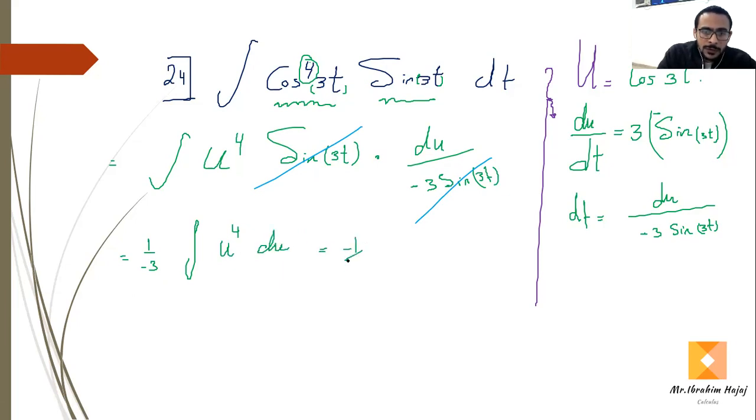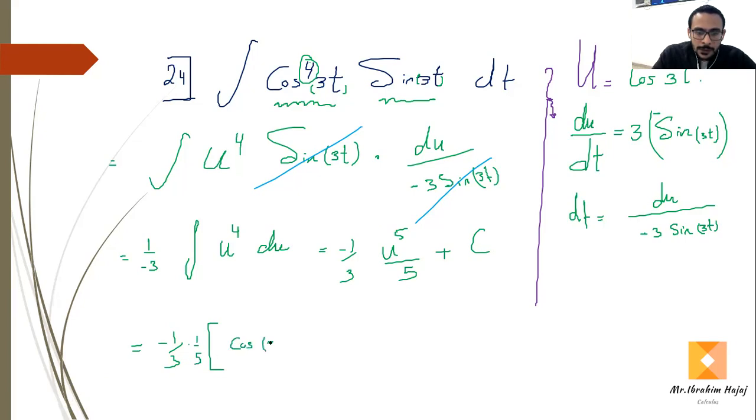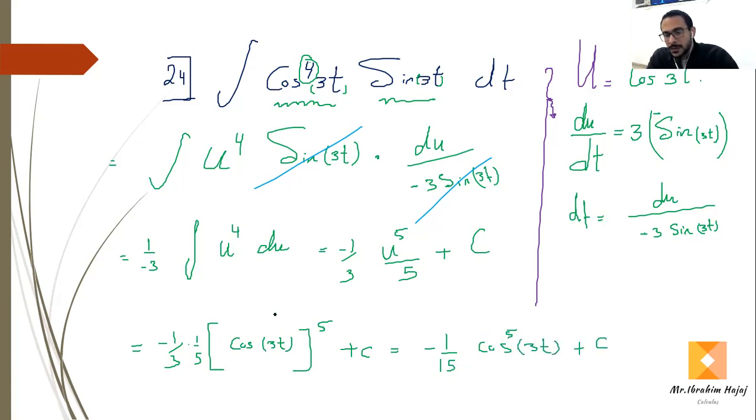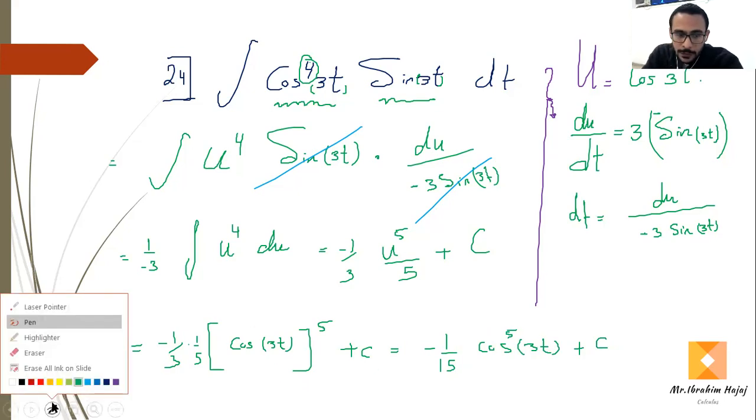Equals negative 1 over 3 times u power 5 over 5, plus C. Then substitute: negative 1 over 3 times 1 over 5, and u is cosine of the angle 3t, to the power of 5, plus C, which is negative 1 over 15 cosine to the power of 5 of 3t plus C. But always, guys, the power is on the trig function, not on the 3t. So this is your final answer.